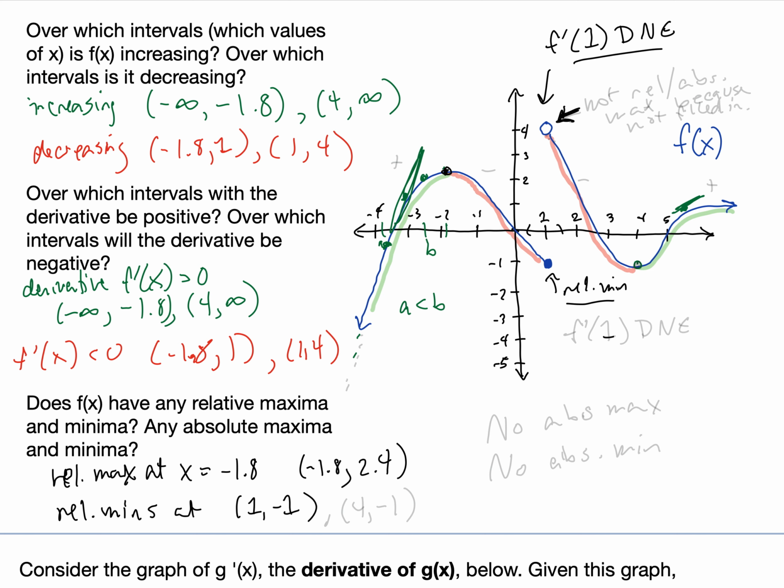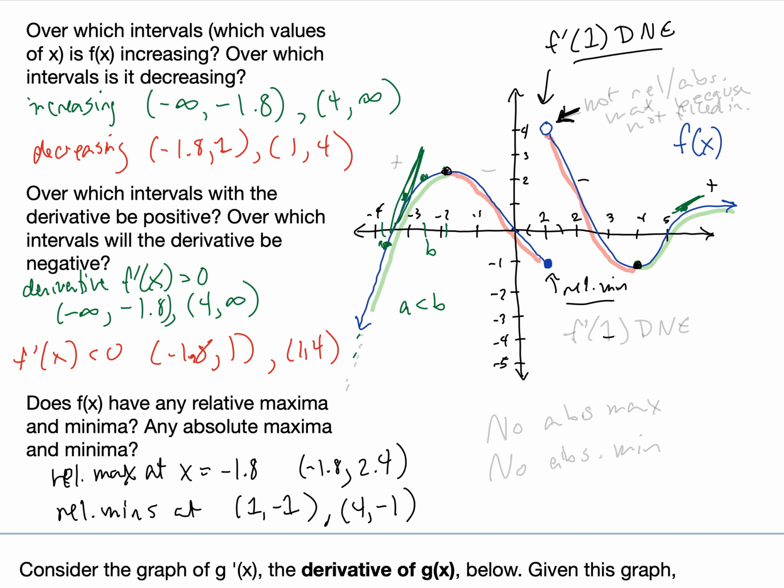And what else have we got? We've also got a relative min right here, and that's the point 4 comma negative 1. So 4 comma negative 1 is also a relative min. So observe that with these relative mins, it was decreasing and then increasing, or in other words, the first derivative was negative and then the first derivative was positive afterwards.